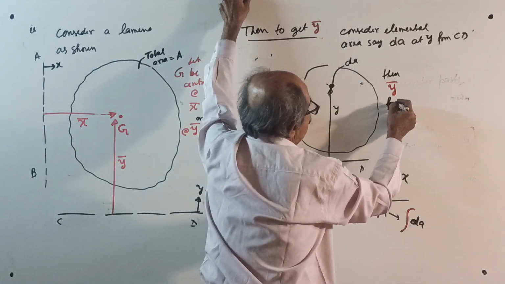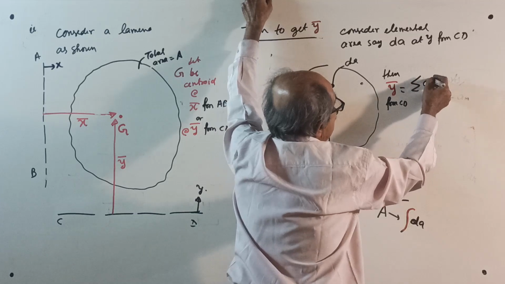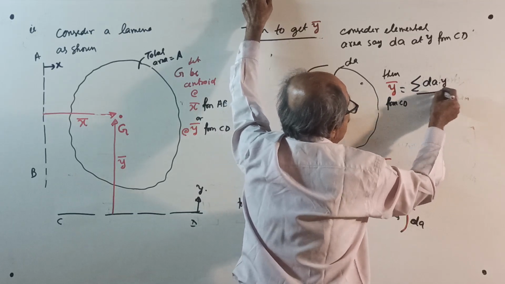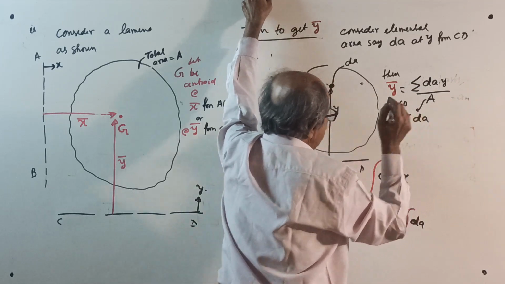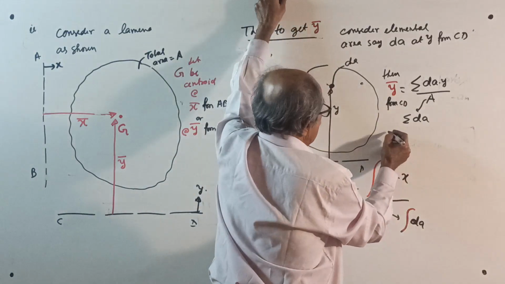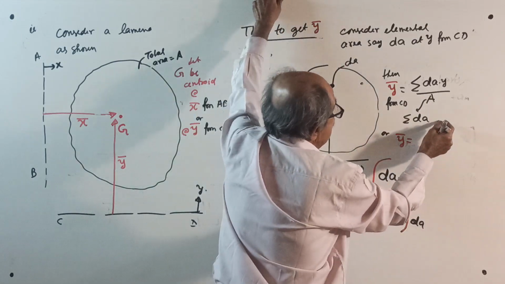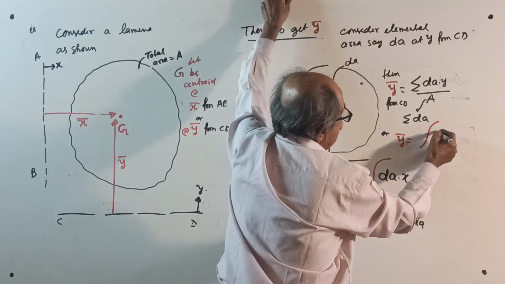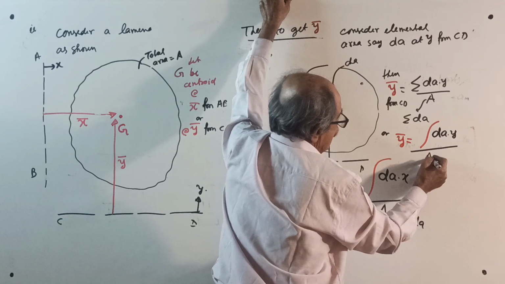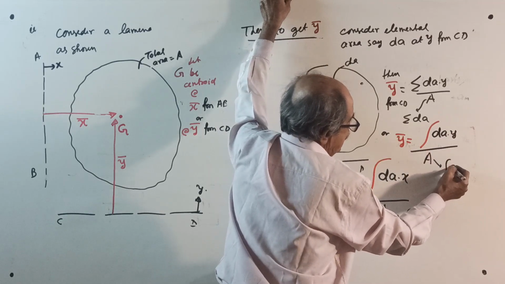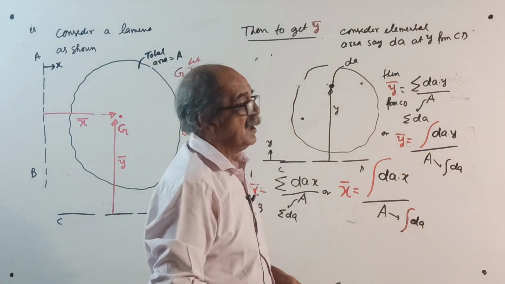Y bar from CD equals sigma of dA into y divided by total area, that is sigma of dA. This is summation, or you can say y bar equals integration of dA into y divided by area, that is integration of dA. This is the formula for x bar, and the formula for y bar.